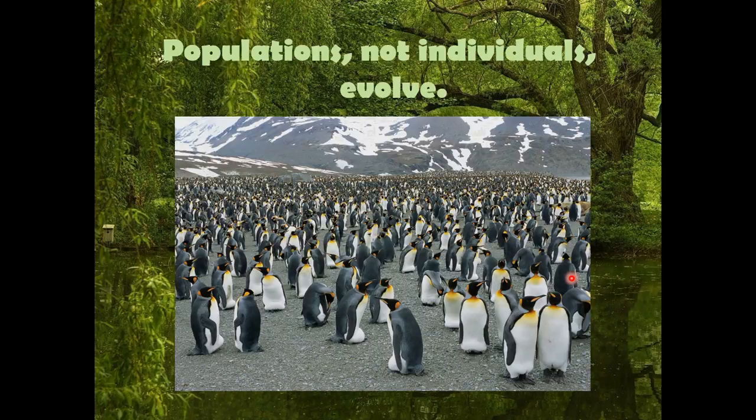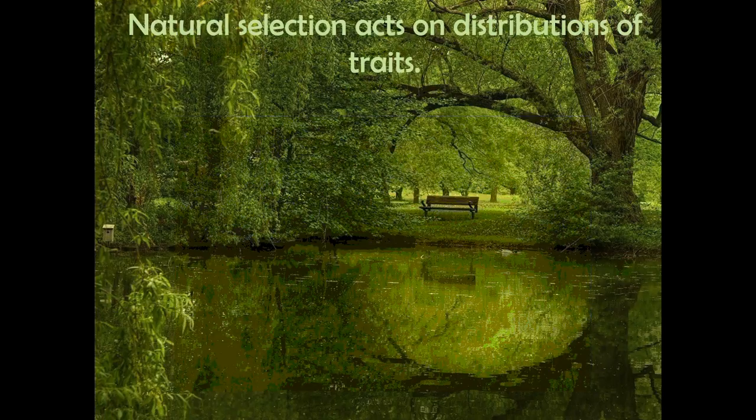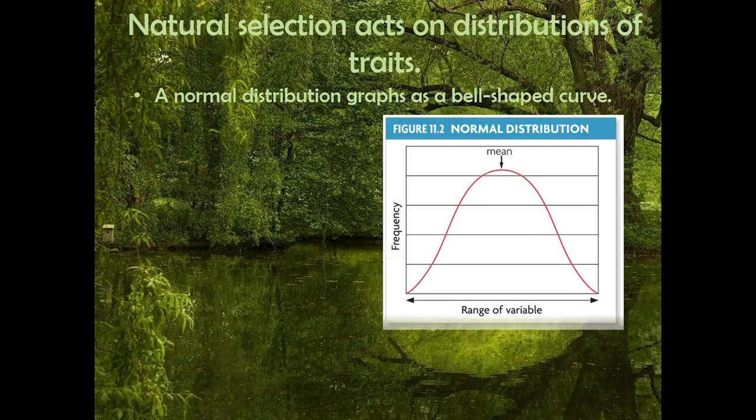It's important to keep in mind that populations are evolving, not individuals. So one individual cannot evolve. It doesn't change. Once you have the DNA that you have, that's not going to change in your lifetime. But a population or a group of the same species will evolve over time. So natural selection acts on the distribution of traits. It acts on how often we see those traits occurring.